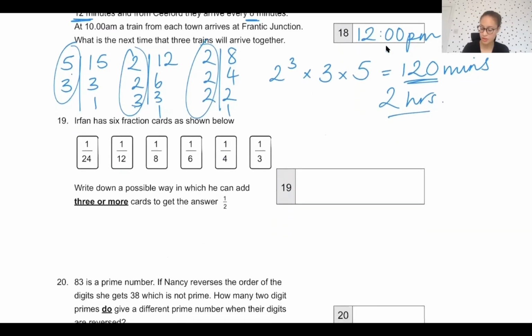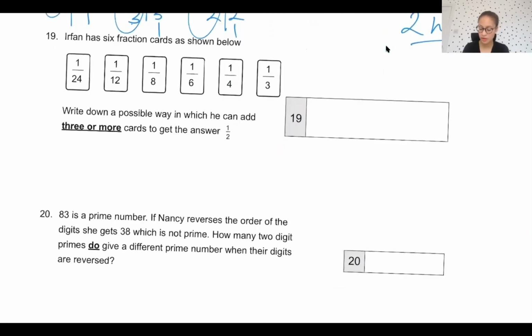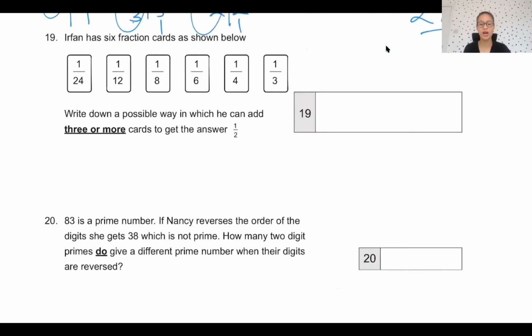Okay, the next one. Irfan has 6 fraction cards as shown below. Write down a possible way in which he can add 3 or more cards to get the answer 1/2. The only way of doing this is if we convert all of those fractions so they have the same denominator.